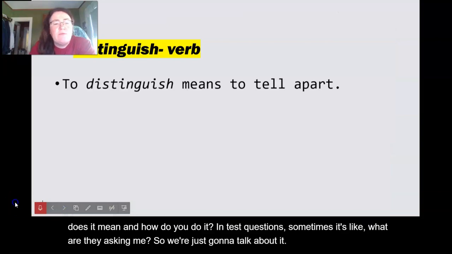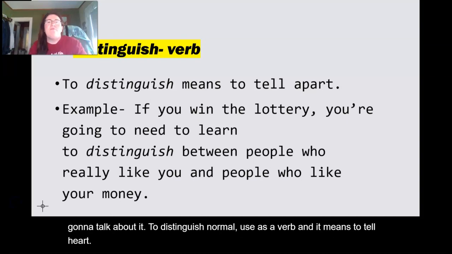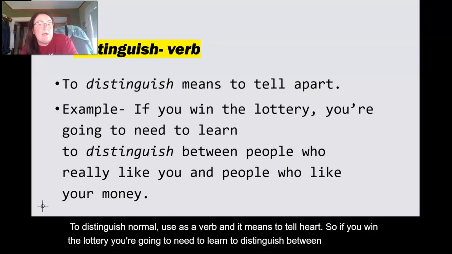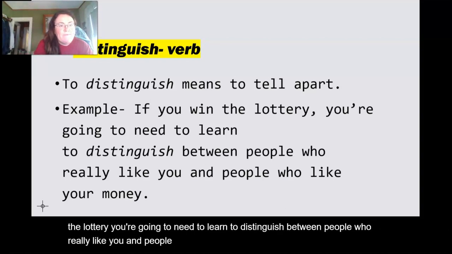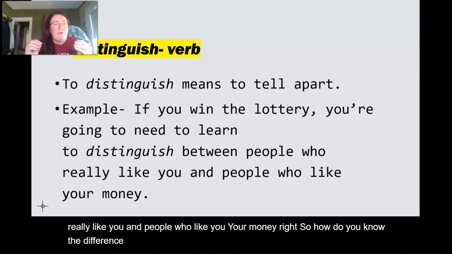Distinguish is normally used as a verb and it means to tell apart. So if you win the lottery, you're going to need to learn to distinguish between people who really like you and people who like your money, right? So how do you know the difference between? How do I tell them apart?